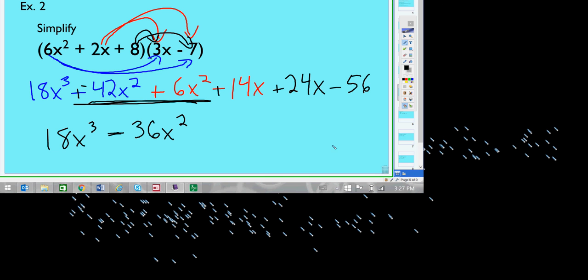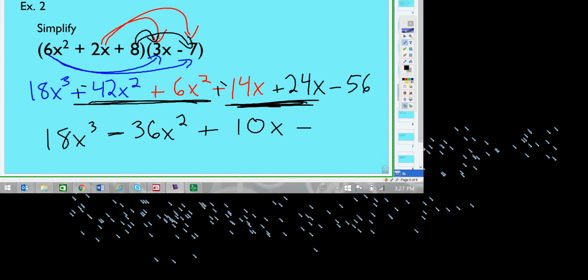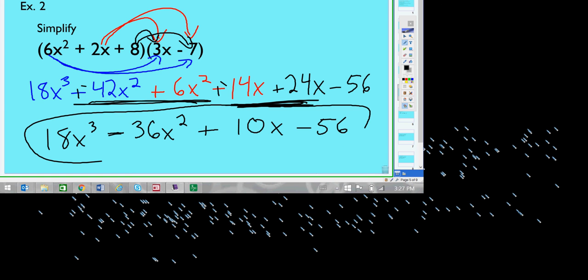And then again, I have chick boom that. Negative 14 plus 24 now. These are the like terms here. So that's going to be a positive 10x minus 56. Now I have it in the standard form of a polynomial in decreasing degrees, 3, 2, 1. Basically, I don't need to write that one. And that's it. That's simplified.